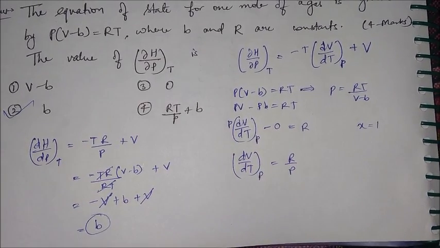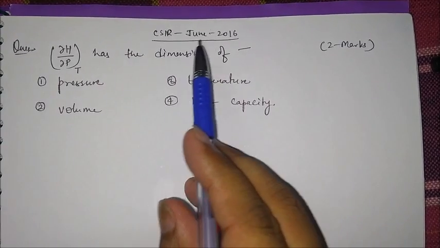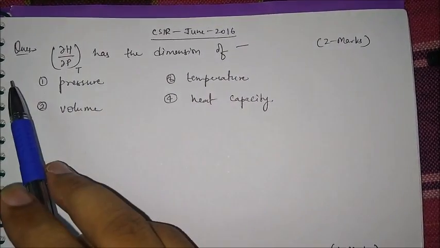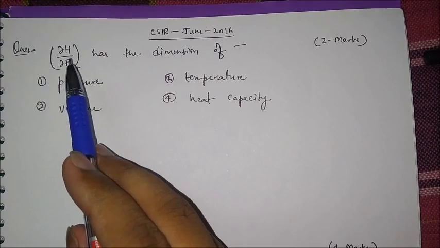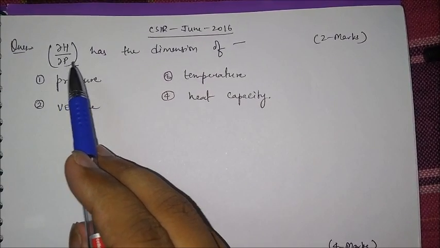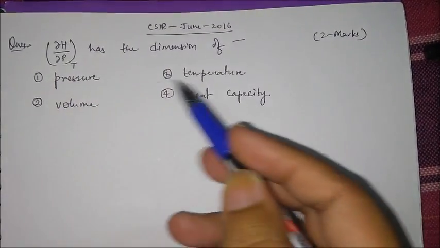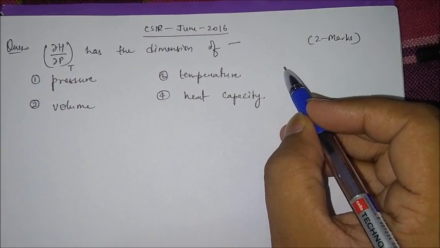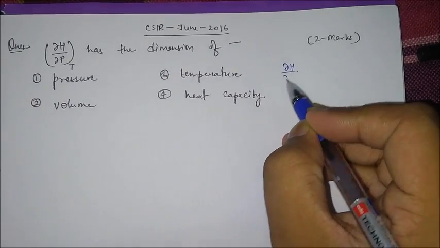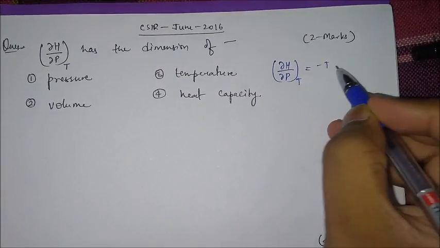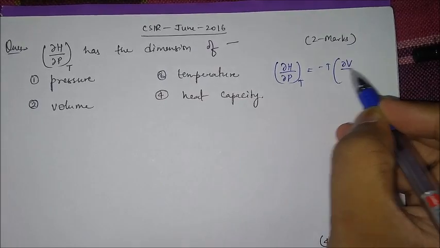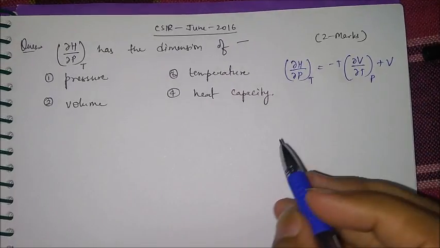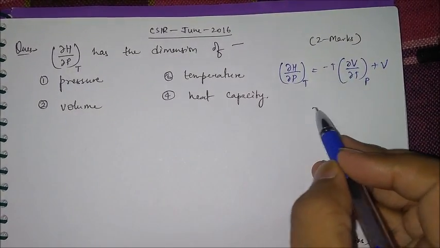Now let's move on to the next question. This question was asked in CSIR June 2016, and this question can be solved just like we have solved the last question. The question says that ∂H/∂P at constant T has dimension of which dimension? As I told you, from the second thermodynamic equation of state, we have ∂H/∂P at constant T equals minus T ∂V/∂T at constant P plus V. We have solved this all and we got this term equal to B.